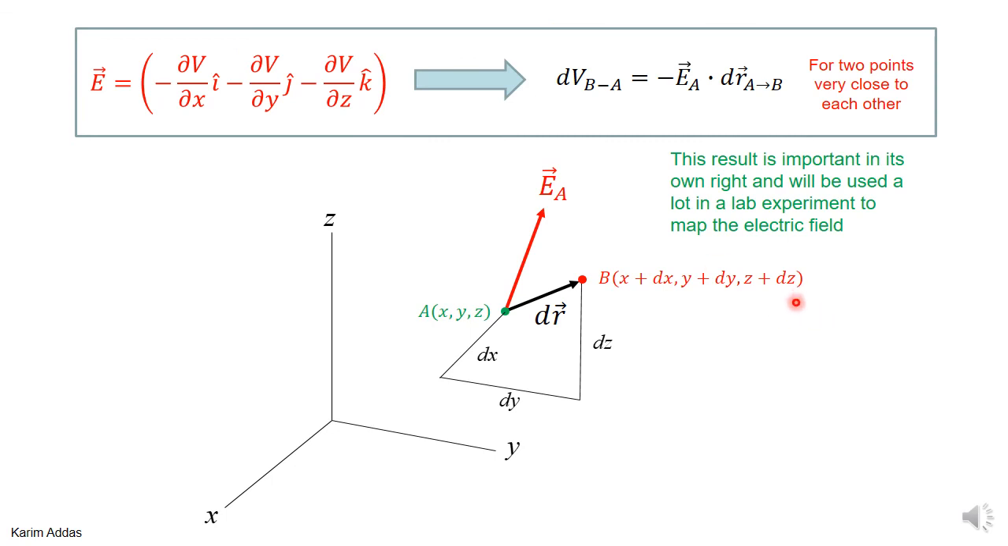This is a fundamental result, very important in itself, and we're going to be using it a lot in the lab when you're mapping electric fields in the experiments. So this equation is already important in its own right, and remember it's coming from the fundamental definition that we gave for the electric field and potential.